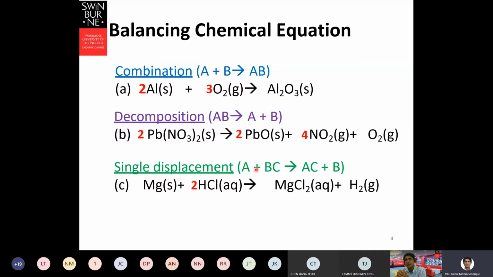But in this case, you can see that 2 aluminium and 3 oxygen molecules were involved. If I just put 1 aluminium and 1 oxygen, it is not going to produce aluminium oxide, because here, 2 aluminium means 2 aluminium molecules.